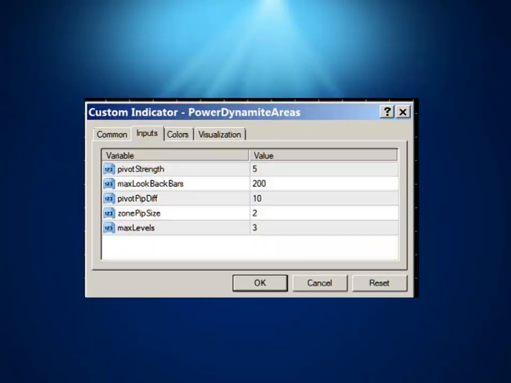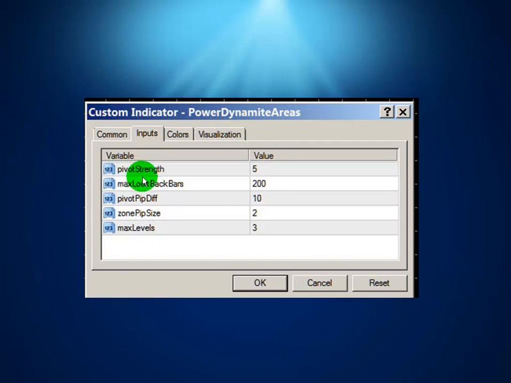Let me walk you through just a few of the most important parameters of this software. First, the pivot strength parameter. This specifies the exact algorithm we use to generate these support resistance areas. In total, we've got 7 different algorithms that you can use. Change the parameter input with any number from 1 to 7, and you've got a different set of support and resistance areas.